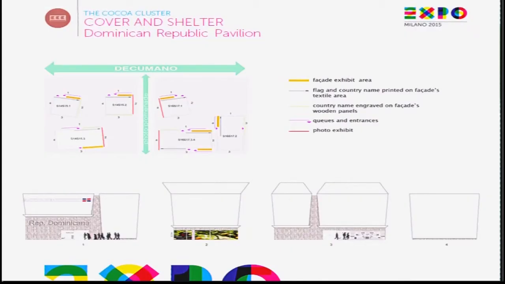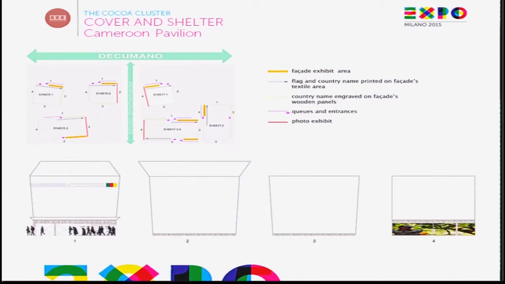This one is about Repubblica Dominicana, which is also a country pavilion where one of the facades is occupied by the photo promenade. This is the Cameroon pavilion, which also has something to do with these images.